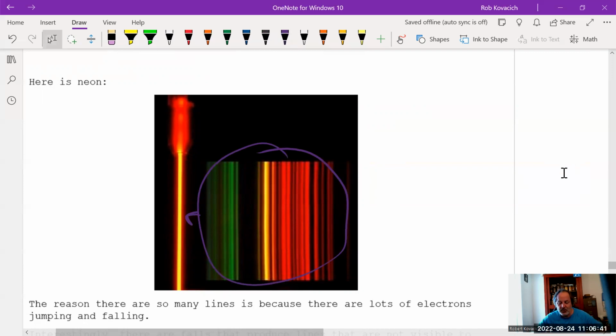This is electrons jumping up and falling back down. Every single one of these lines is an electron that has gone up to some excited place and then fallen back down and released one of these colors. And since there's lots of electrons and lots of atoms in there, it happens a lot. And so we get this color out of it.